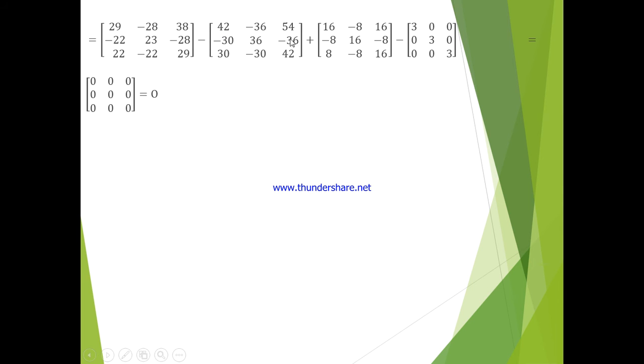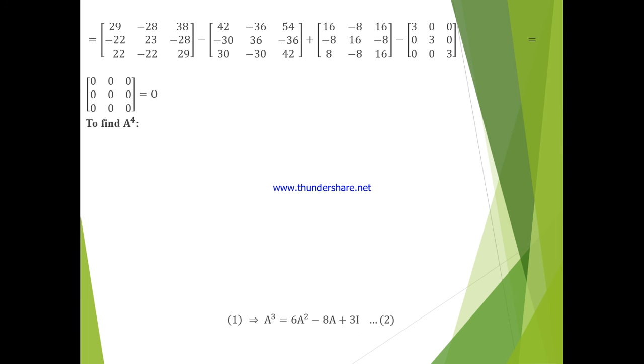29 minus 42 plus 16 minus 3, the value is 0. In the same way, minus 28 minus into minus plus 36 minus 8 plus 0, that value is 0. 38 minus 54 plus 16 minus 0, the answer is 0. Like that way we have to find all the elements.